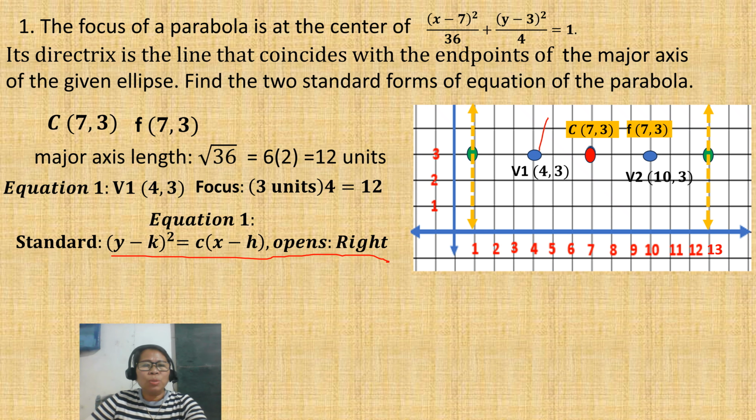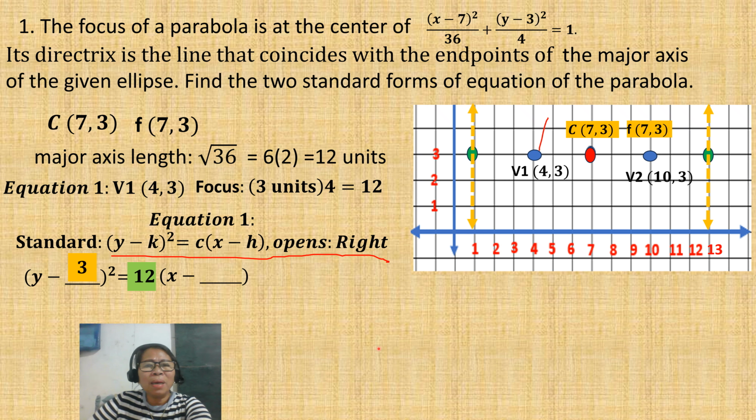So let us now proceed to the substitution. Remember that y minus what should be on this blank. Remember that our vertex 1 is 4, 3. Thus, the 3 is said to be the y coordinate of our vertex. So that is 3, and then followed by the term on the right, 12, and then x minus h. Where did we get this 12? Because the number of units from the vertex to the focus is 3 units. Multiply it always by 4, so we have 12. And positive 12 because it concaves or opens to the right.